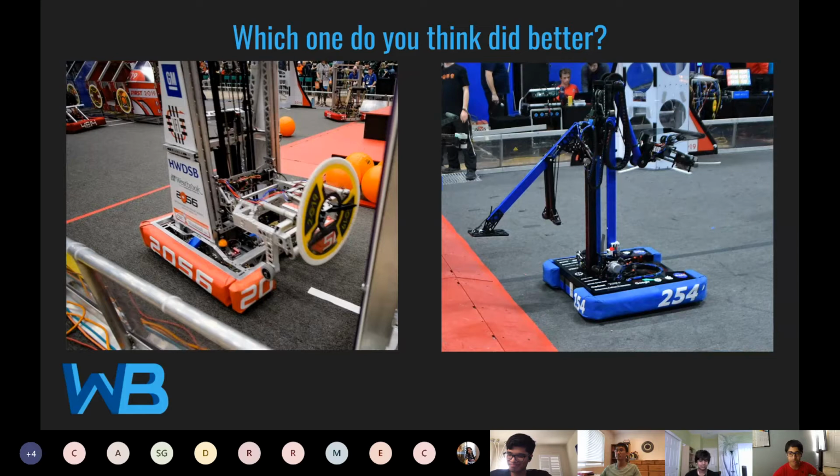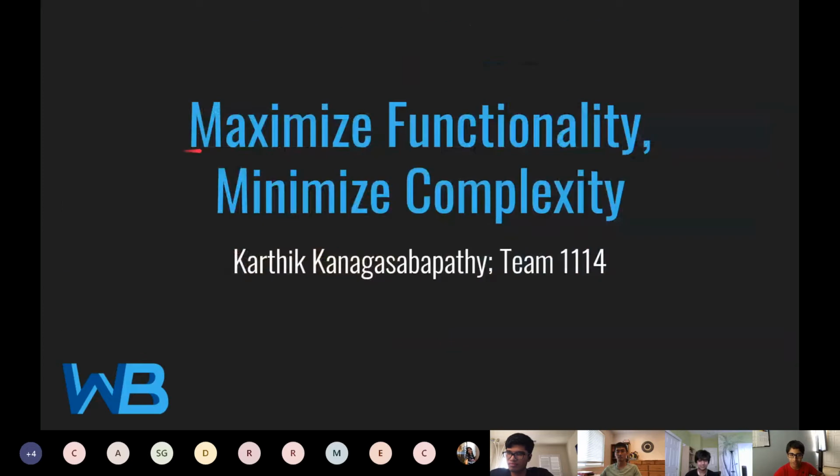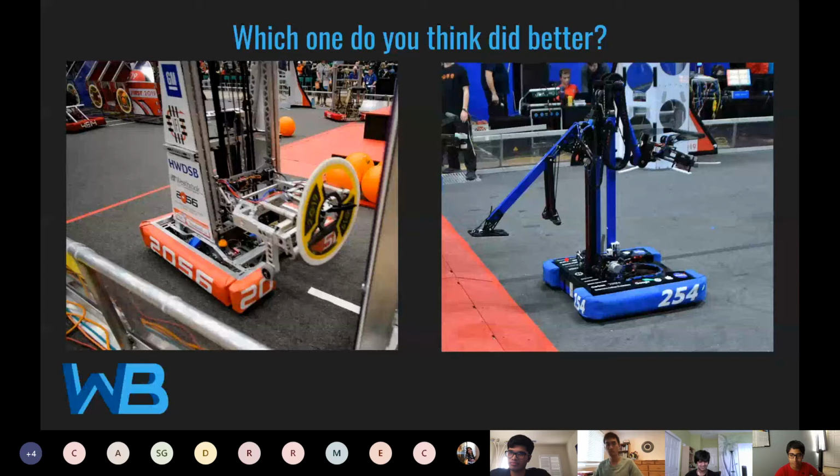254's multi-axis arm was pretty capable of scoring around defense, or at least getting into a position where they could push at defense while still scoring. So while they may have overreached a bit, 2056 just might have not reached enough. So back to the point, you want to maximize the robot's functionality to do your strategy as effectively as possible. You also want to make sure you're not going too complex, because that can backfire pretty brutally.